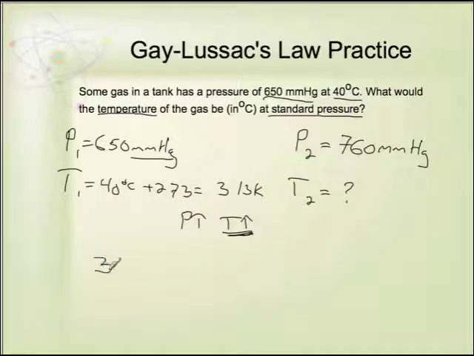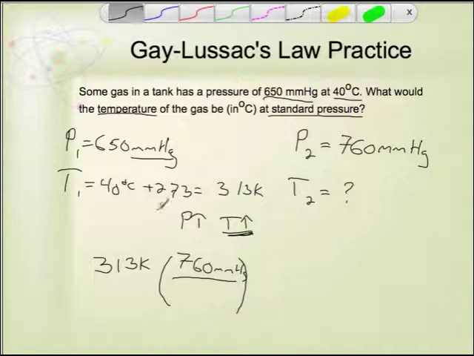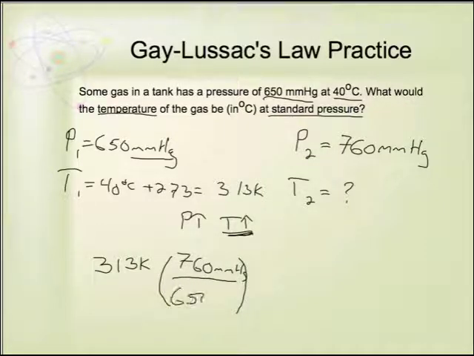The pressure is going up, so my temperature is going to go up, and that's what we're trying to solve here. I need to see how much it's going to go up. The pressures are going to be used in a ratio to make it go up: 760 millimeters of mercury over 650 millimeters, and that will give me a higher temperature of 365 Kelvin. But what is the question actually asking?